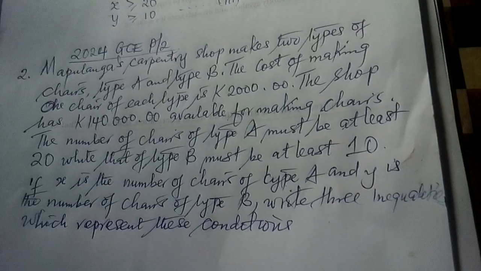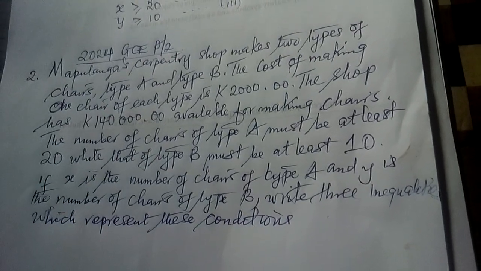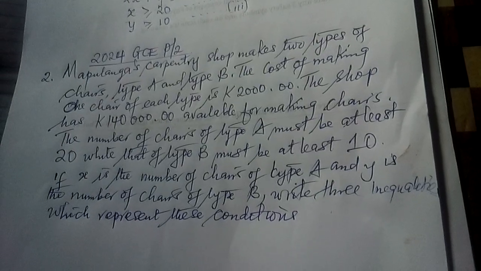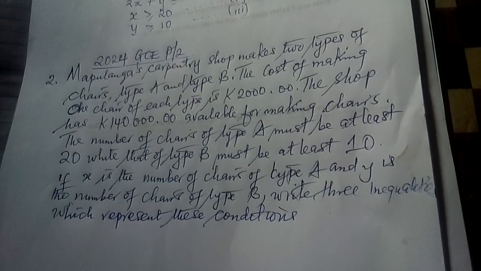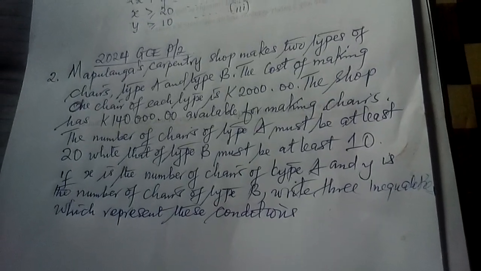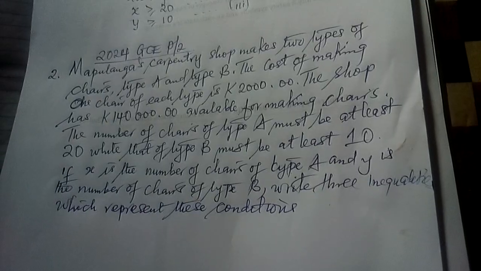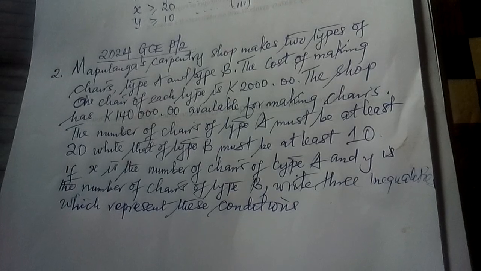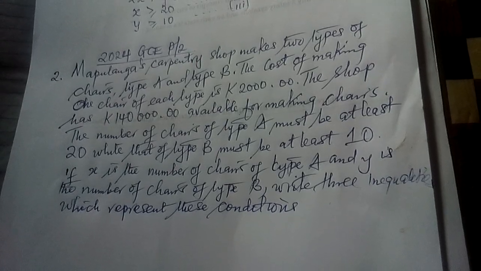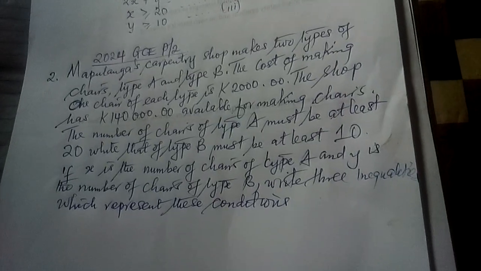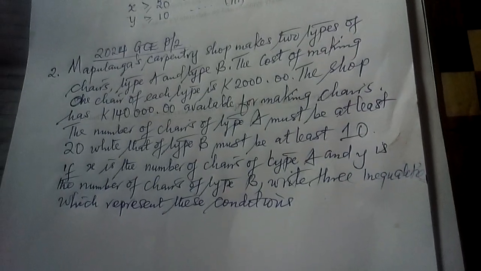The other one came in the same year, but this was under GCE. They are saying Maplanga's carpentry shop makes 2 types of chairs, type A and type B. The cost of making 1 chair of each type is 2,000. The shop has 140,000 available for making chairs. The number of chairs of type A must be at least 20, while that of type B must be at least 10. If X is the number of chairs of type A and Y is the number of chairs of type B, write 3 inequalities which represent these conditions.